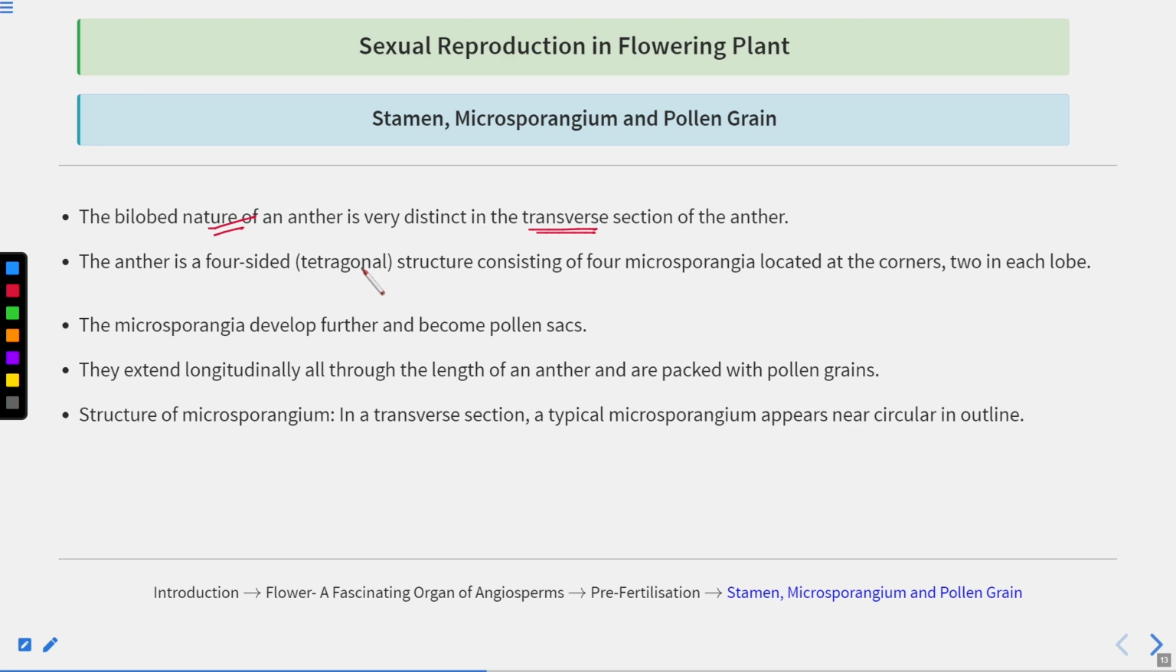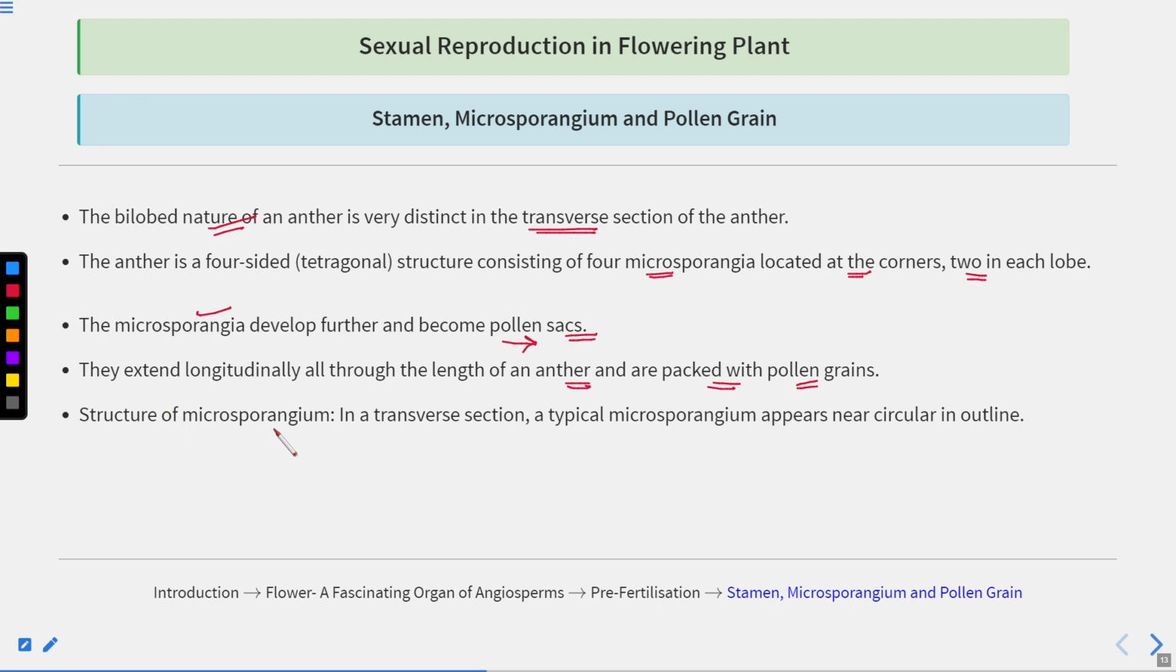Now anther is a 4-sided structure. It is a tetragonal structure consisting of 4 microsporangia. What were microsporangia? Microsporangia were the pollen sacs located at the corners, 2 in each lobe. Clear? Next, the microsporangia develop further and become the pollen sacs. So microsporangia will develop into pollen sacs. Clear? Now they extend longitudinally all through the length of the anther and are packed with the pollen grains. The pollen sacs consist of the pollen grains.